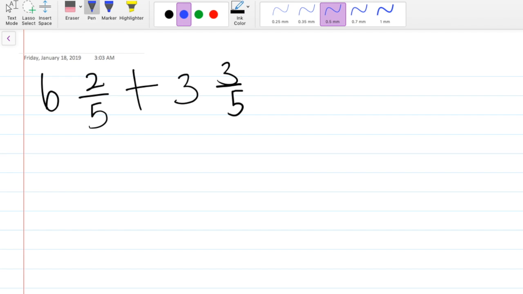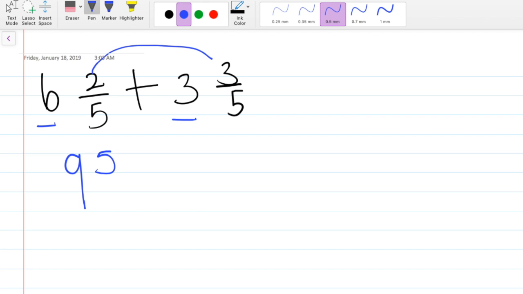So first you notice in both of these fractions they each have a whole number, a 6 and a 3. You're going to add the whole numbers together. So the 6 and the 3, that gives you a 9. And then you have left the 2/5 and the 3/5. Since they have the same denominator, you're just going to add straight across. 2 plus 3 equals 5.